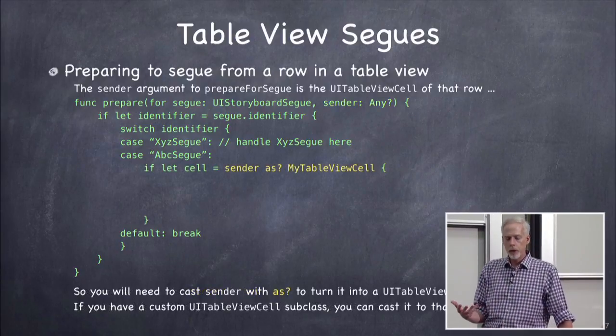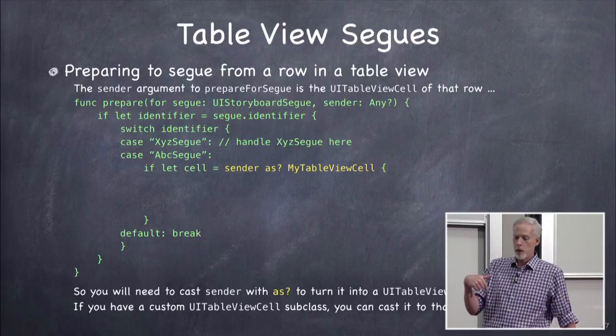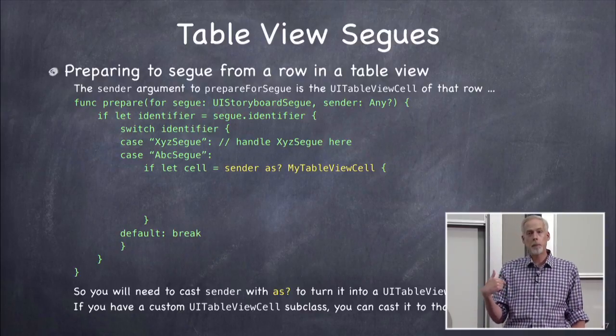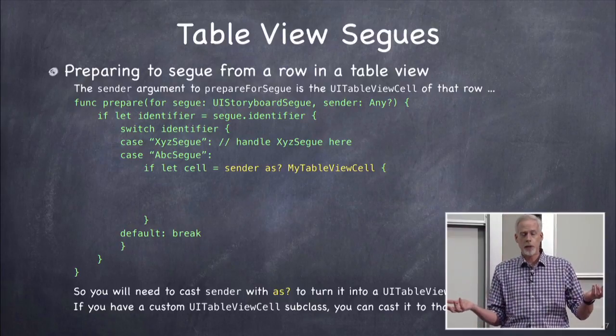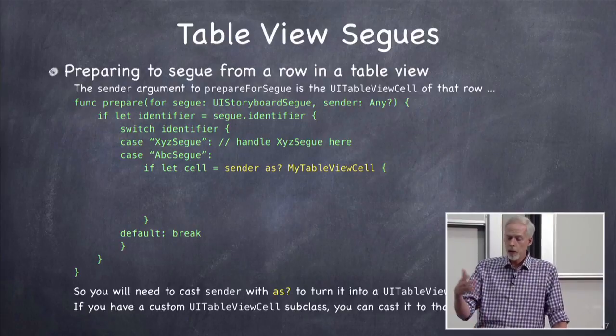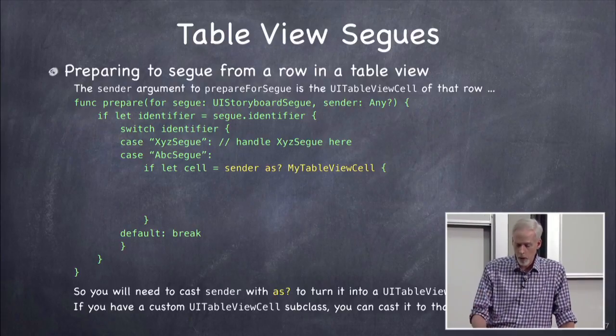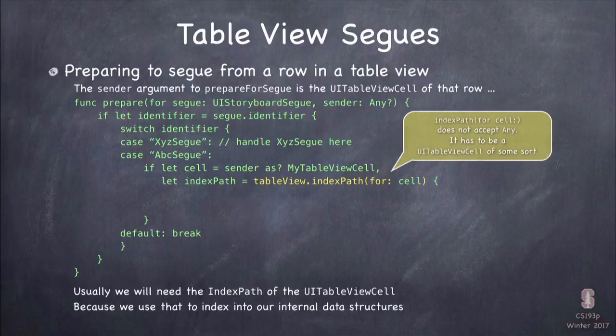So the first thing you're going to want to do is convert the sender to a table view cell, specifically to your subclass of table view cell if you have a custom cell, in case you want to do anything that's specific to your table view cell. If not, then you can just do it to UITableViewCell. And then you want to get the index path of that cell so that you know what row you're segueing from. Because every row, you can click on it, it will segue. So you need to know which row, and you do that with this very important method, index path for cell.